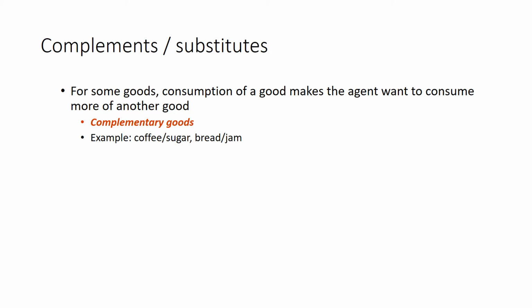Now we're going to study two more goods, complementary goods and substitution goods. For some goods, the consumption of one good makes the agent want to consume more of another good. So for instance, if you like to put sugar in your coffee and you feel that these two goods necessarily go together, these two goods would be called complementary goods. Same thing with bread and jam, if you like to put jam on your bread in the morning. Goods that tend to be consumed together are called complementary goods.